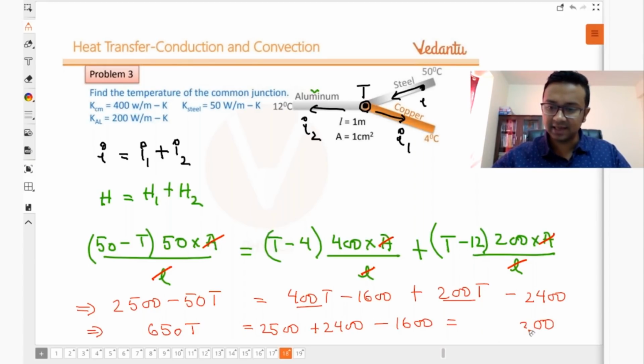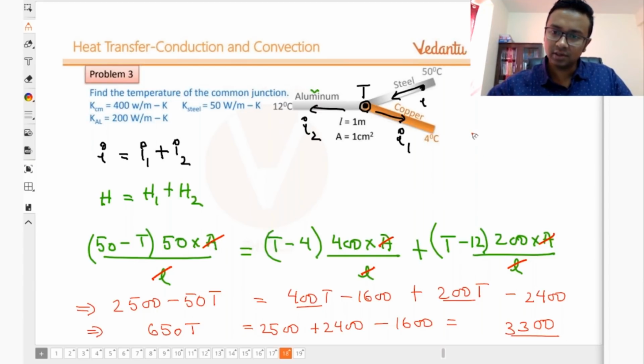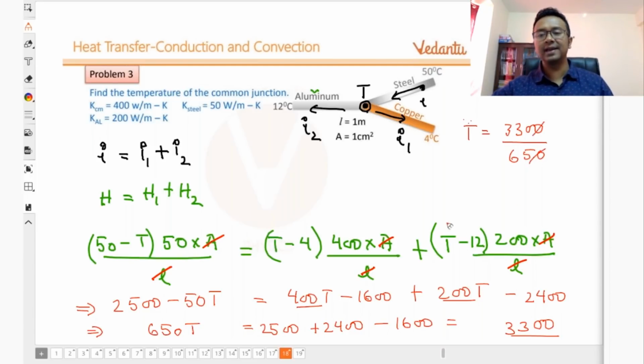9 minus 6 is like 3. Is it 49? Yeah, 49. So 49, 4 minus 1, that is going to give me 33. Okay. So the temperature at the junction is going to be 3300 divided by 650. Students, solve it, get down the value.